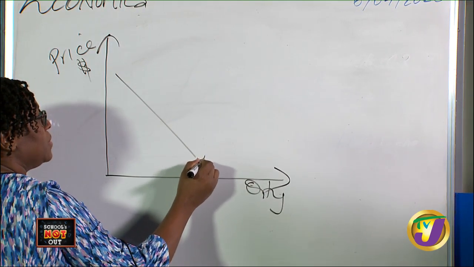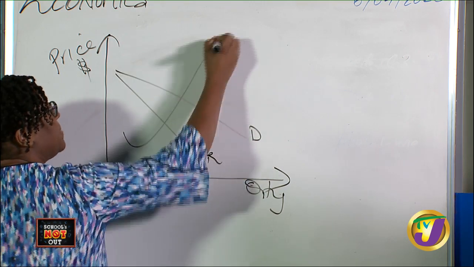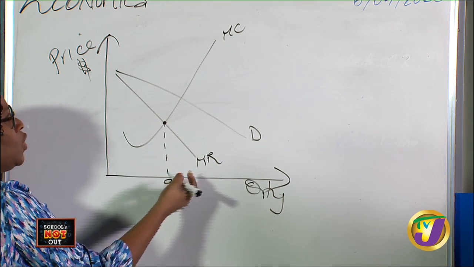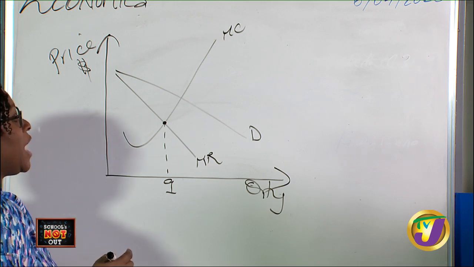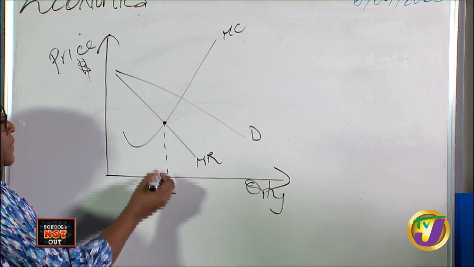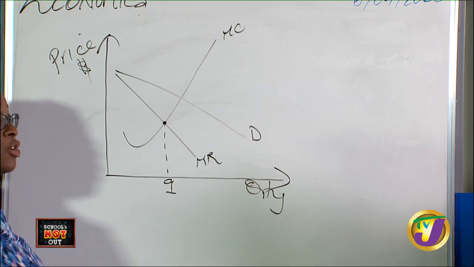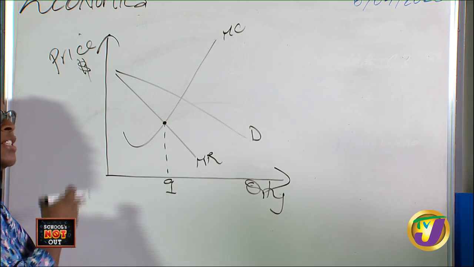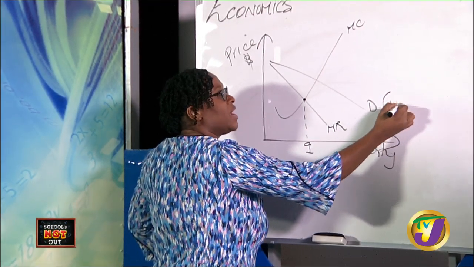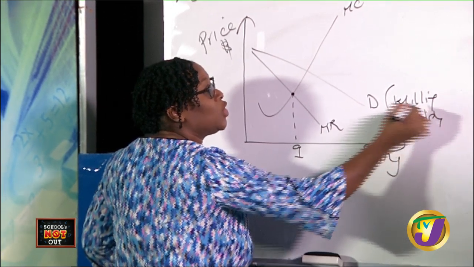Downward sloping marginal revenue curve and demand curve. Profit maximization occurs where marginal cost is equal to marginal revenue. However, in this market structure, they do not charge this price, they charge a price that's associated with the demand curve. Because remember, we said some weeks ago that demand represents what? That's correct, the willingness and the ability of the consumer to purchase that good or service.